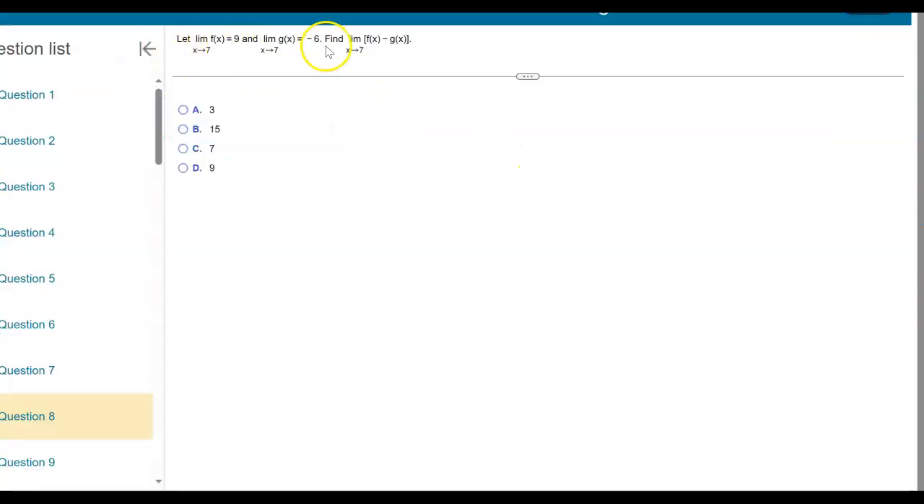Now, similarly here, let's use the properties of limit to evaluate the given limit. Since we have the limit of f of x minus g of x, that means that you can distribute the limit over subtraction. So this is just equal to the limit of f of x as x approaches 7 minus the limit of g of x as x approaches 7.